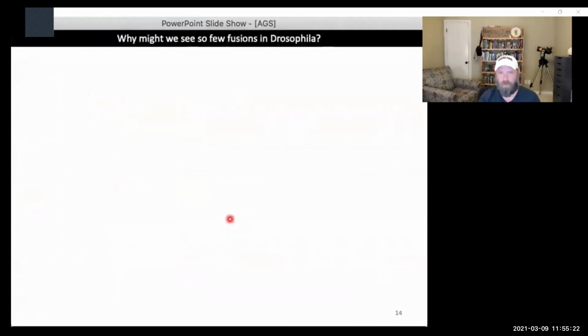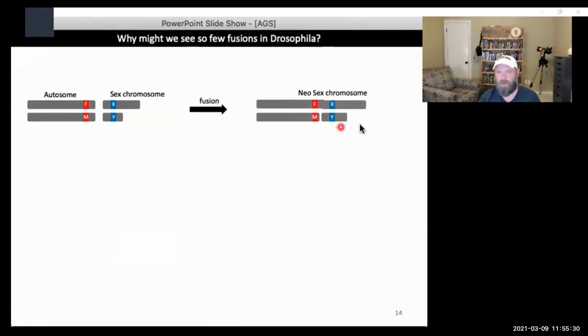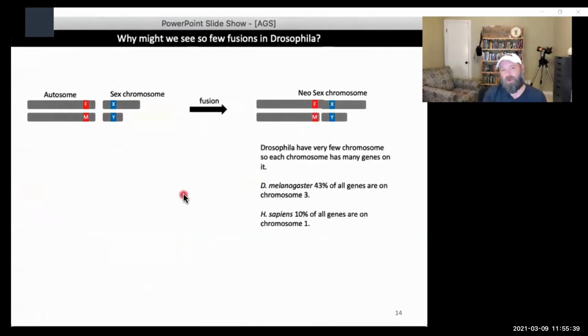And let me explain to you why I think this is happening in Drosophila in particular. So we start out with a genome like this. We have our fusion event. And now we have this one large X chromosome and these two Y chromosomes. And the thing is that in Drosophila, autosomes are huge. Actually, the largest autosome in Drosophila is chromosome 3, and it contains fully 43% of all the genes in the genome. For comparison purposes, in the human genome, our largest chromosome only contains 10% of our genes. And so that means that this Y chromosome is a huge target for new deleterious mutations that are coming in.